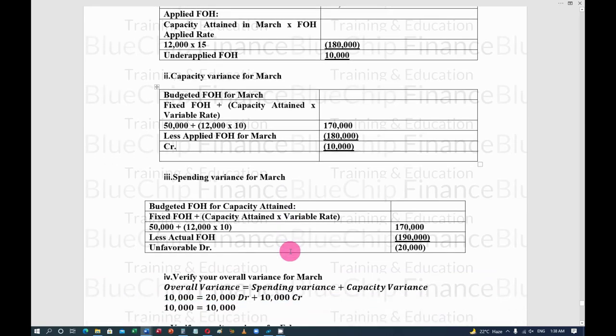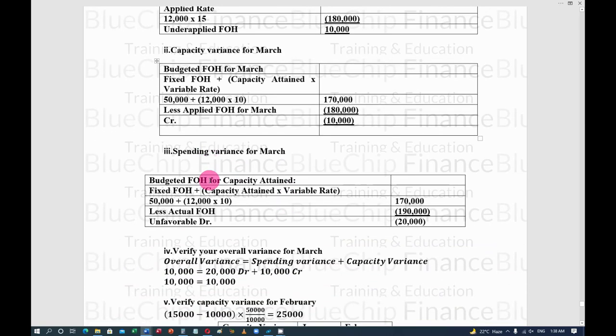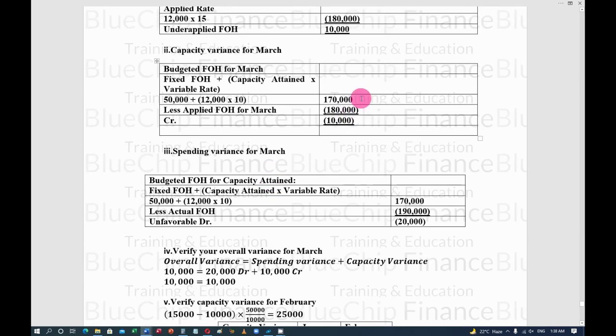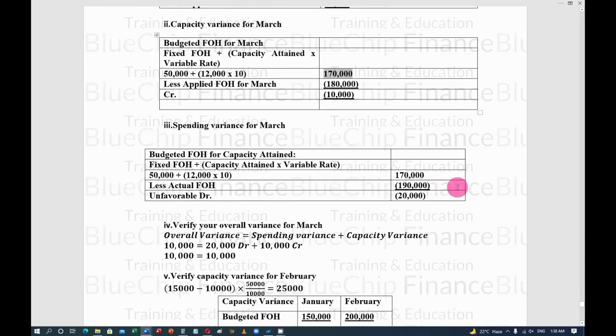After that, the third requirement is to calculate the spending variance for March. Spending variance equals budgeted FOH for capacity attained, which we already calculated here as 170,000, less actual FOH. Actual FOH is 190,000, which is given in the question. So it is unfavorable, debit 20,000.